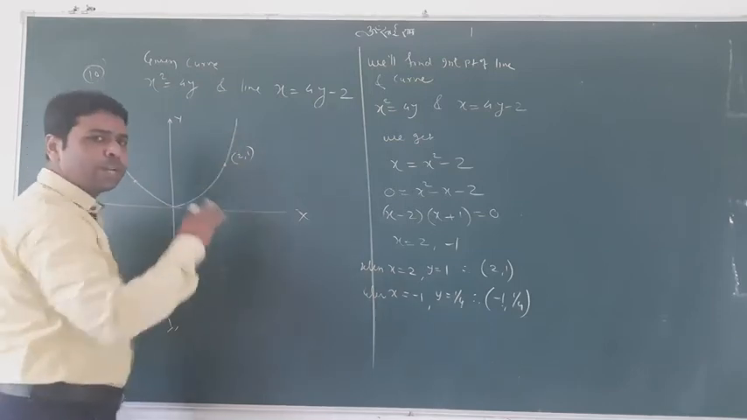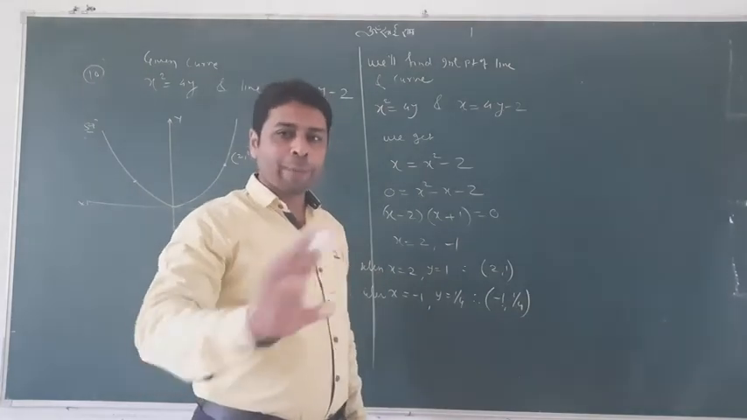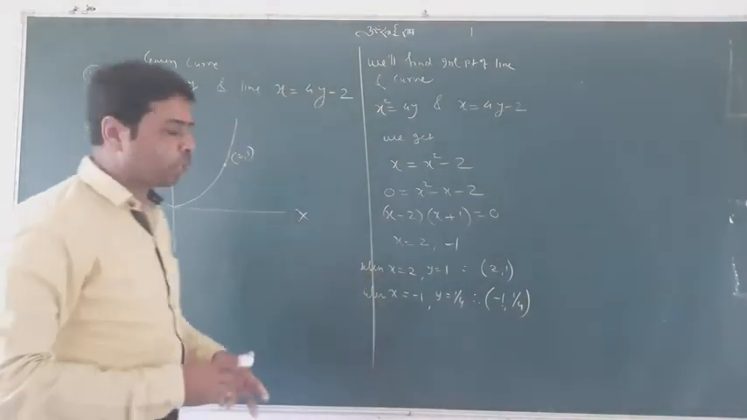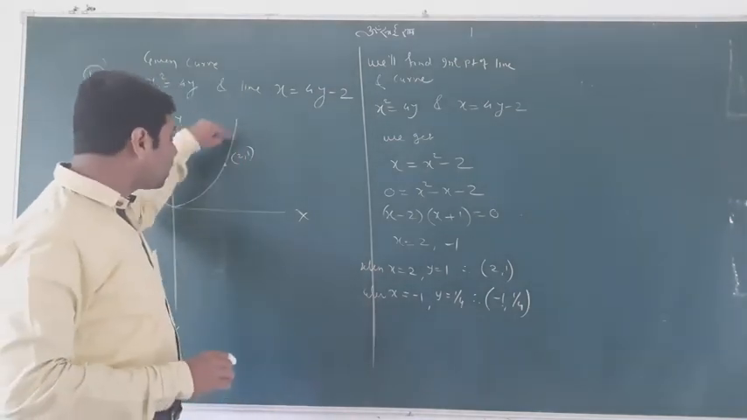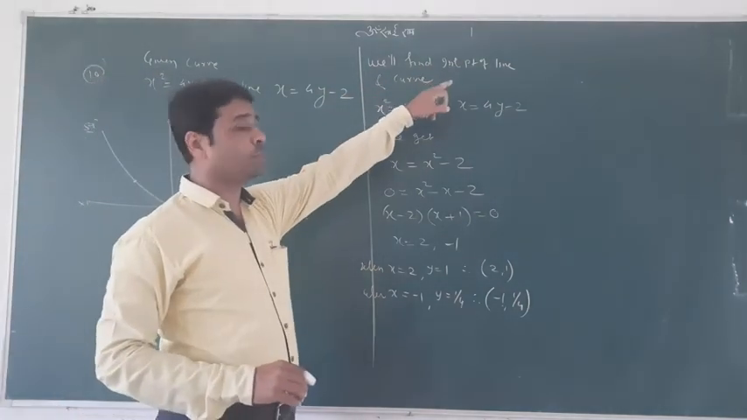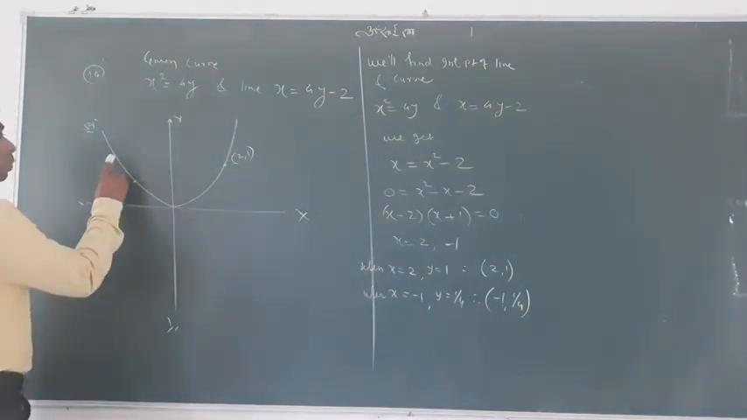The picture is very freehand, maybe somewhere wrong, but the structure is good, no matter at all. The concept is good. So (2, 1) is in the first quadrant. We will plot exactly at the curve because we are finding the intersection point. And (-1, 1/4) is in the second quadrant.